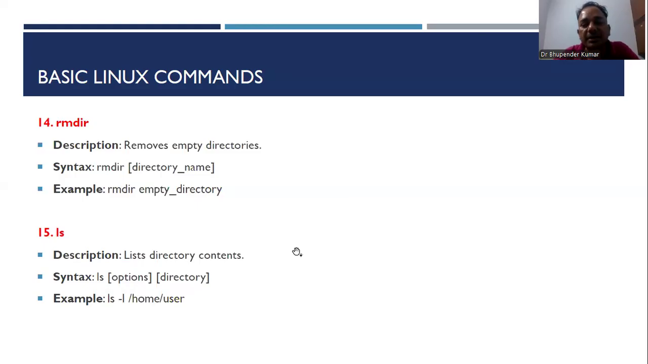The next command is rmdir. Once you have created some directories, you might be interested in removing them. If you want to remove a directory, you have to use the rmdir command. rmdir will basically remove an empty directory. For the syntax, you have to type rmdir and the name of the directory which you want to remove. You can remove multiple directories also. For example, you have typed rmdir.